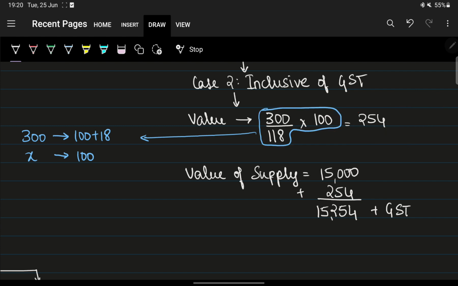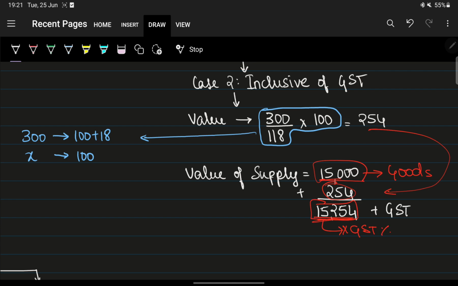Next, how do you find the value of supply? The value of supply will be the original 15,000. This is the value of goods, this is for the goods, right? And this 254 which we found out through here. At the end of the day your value of supply will be 15,254. On this amount you will calculate GST. On this 15,254 you will calculate your GST.